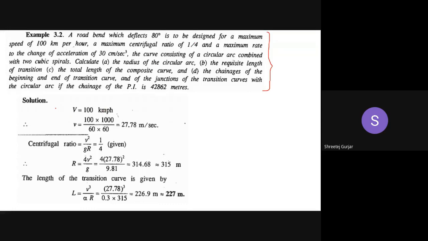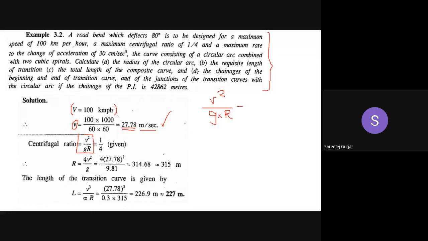They have given the speed, that is 100 km per hour. Velocity capital V is given as 100 km per hour. We have converted that to small v. You can see after conversion, whatever you had told previously, right? 27.78 meter per second. That is the same thing. Okay. Now, one more thing that you have to remember is the centrifugal ratio. It is v square by gR. Centrifugal ratio is given by small v square by g into R.